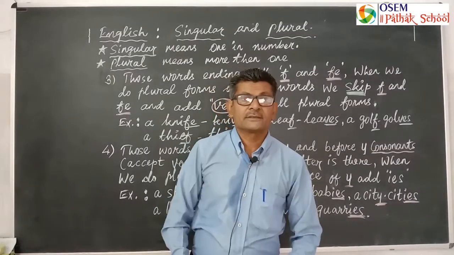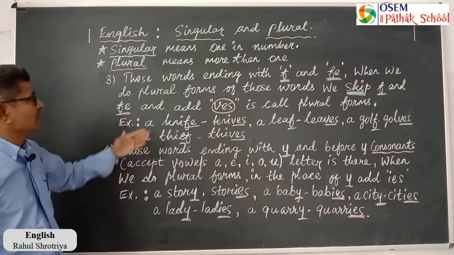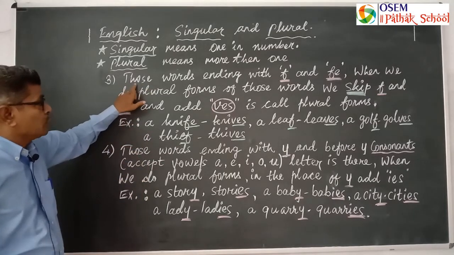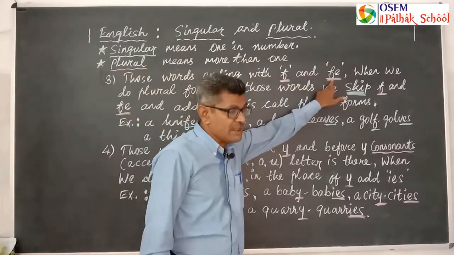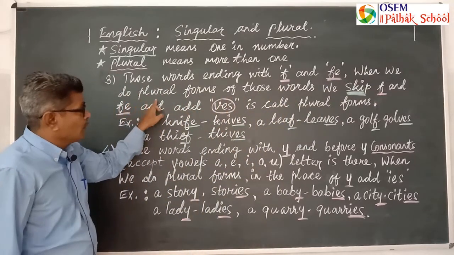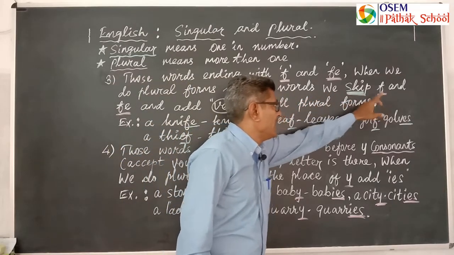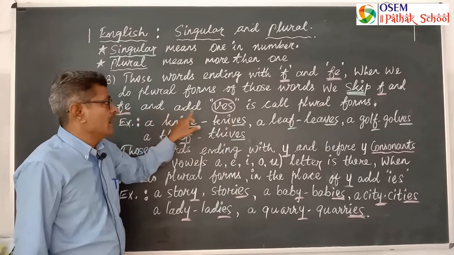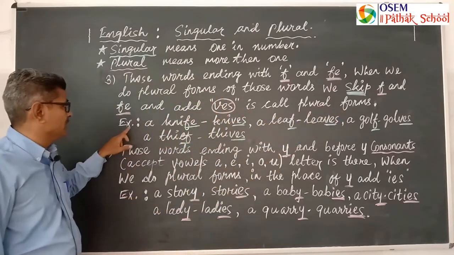So students, let us continue with rule number 3. Children, as I have already explained rule number 1 and 2, now 3. For those words ending with F and F-E, when we make the plural form, we have to skip F and F-E, and we have to add V-E-S. Examples are already given here.